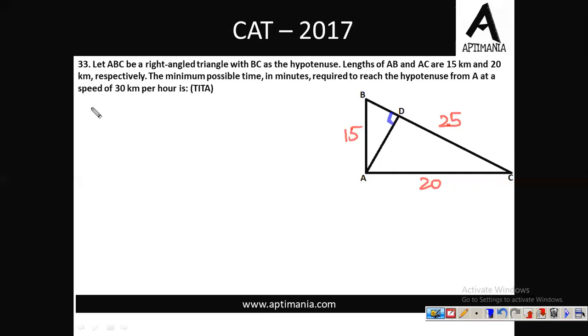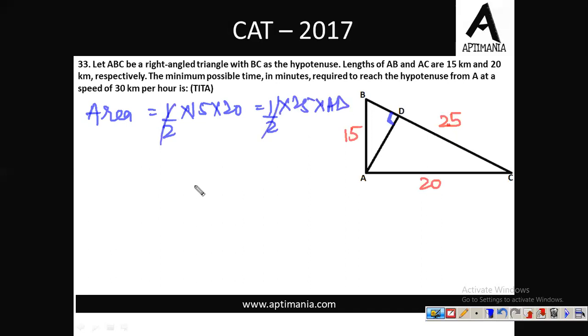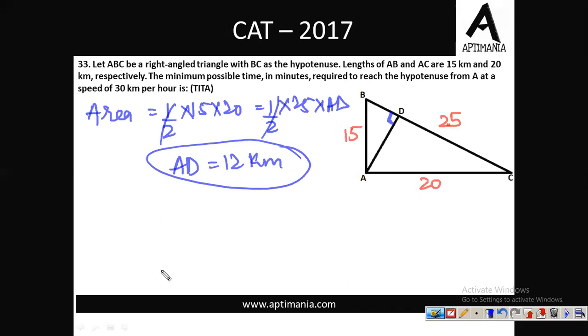In that case, if we are calculating area of this triangle, we'll have half into 15 into 20, and this should also be equals to half into 25 into AD, right? Half से half cancel. 20 into 15 on solving we'll get AD equals to 12 kilometers. आपके पास AD का वैल्यू आ गया, which is the distance to be traveled.